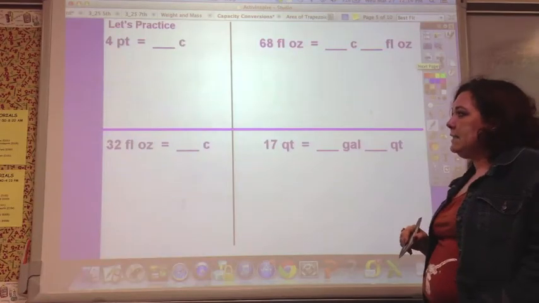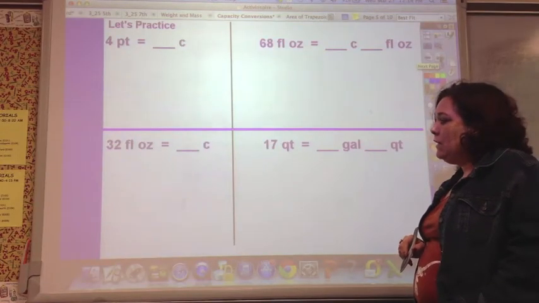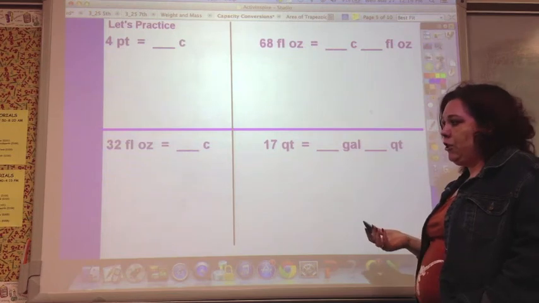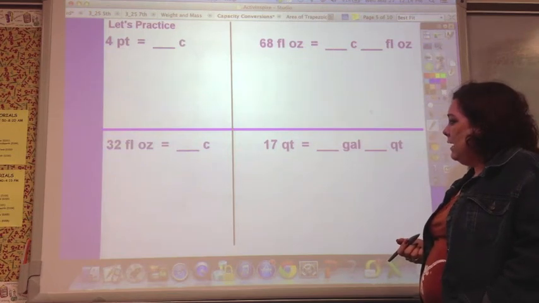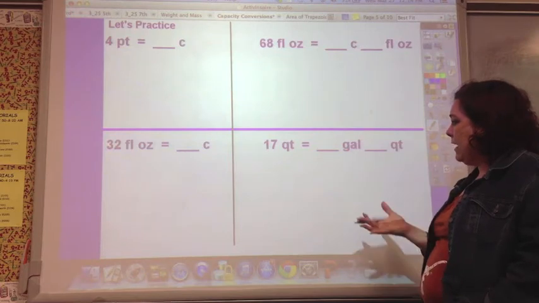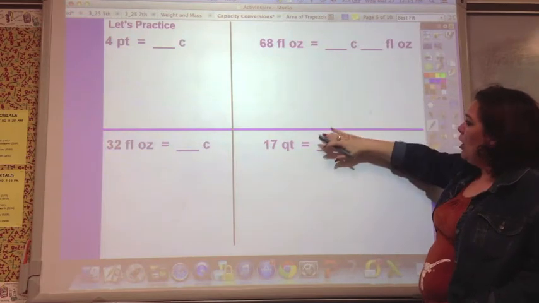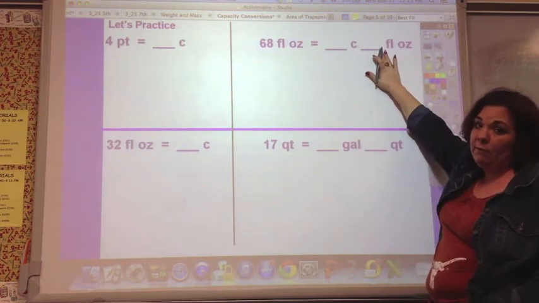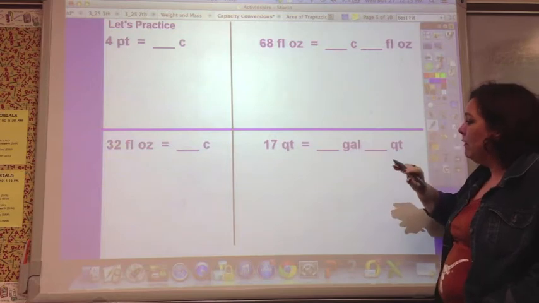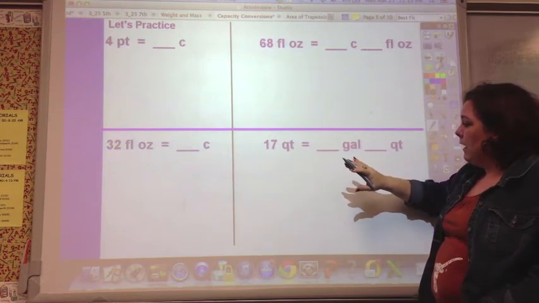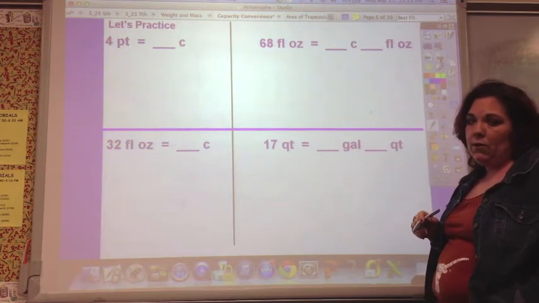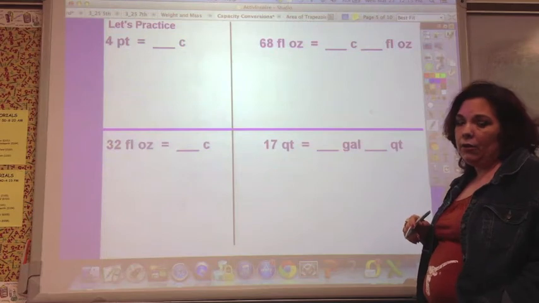So here's some practice for you. Use either your gallon house, your gallon guide, or your proportions to solve this and come up with your answers. Now these show that you're going to have a number of cups and then you're going to have some leftovers, some remainder. So that's where that would come from. And this would have a number of gallons and then a remainder of quarts. So do these problems and come back and check your work.